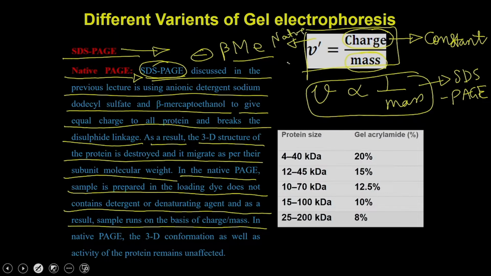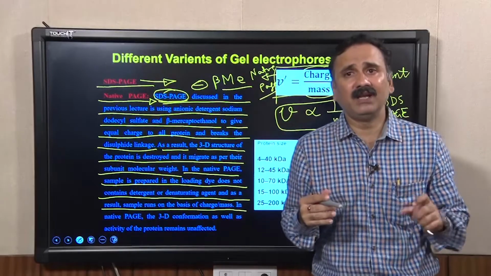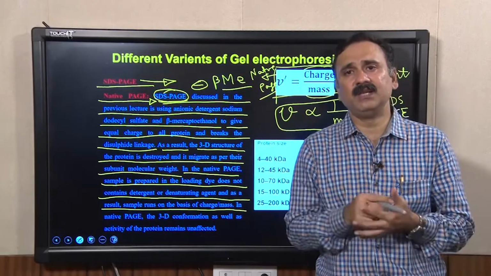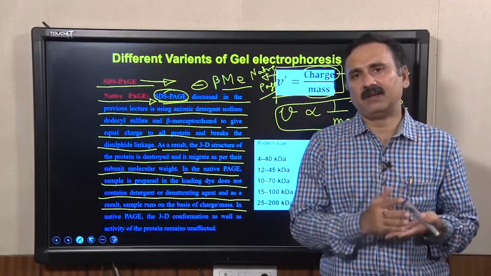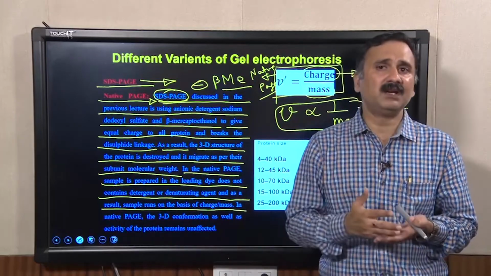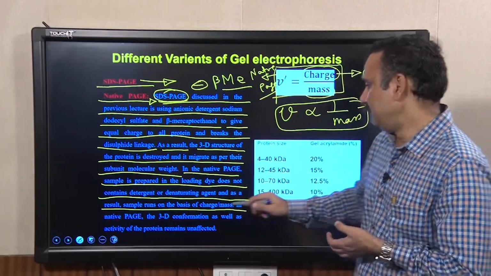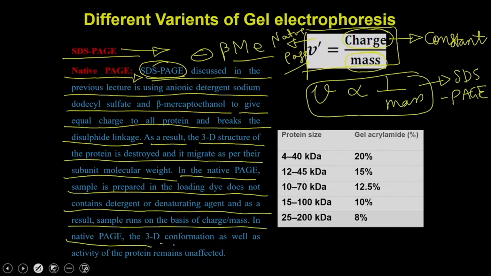So, in native PAGE the proteins are going to maintain their three-dimensional structures, and they are also going to maintain their intrinsic charge, which means if the protein is positively charged it is going to remain positively charged, and if it is negatively charged it is going to remain negatively charged. And in native PAGE the three-dimensional conformation as well as the activity of the protein remains unaffected.